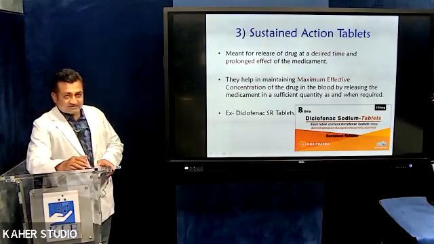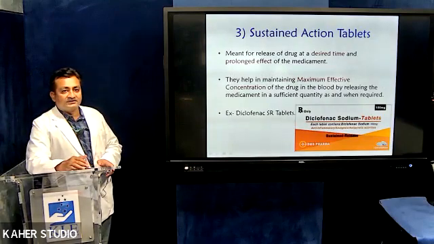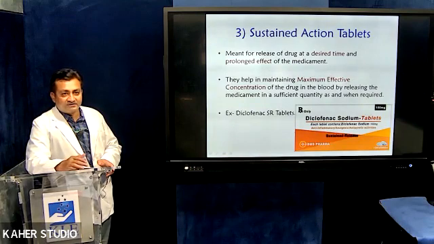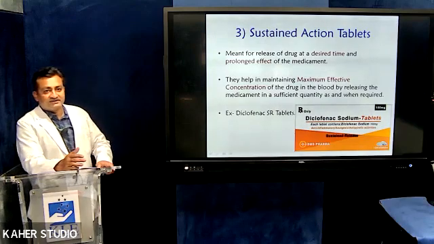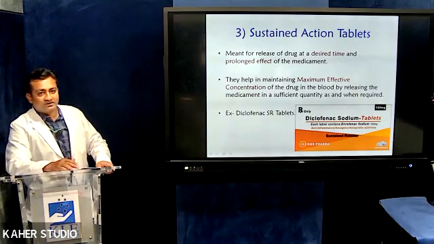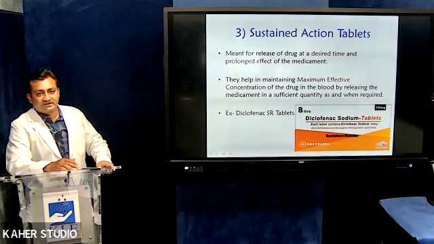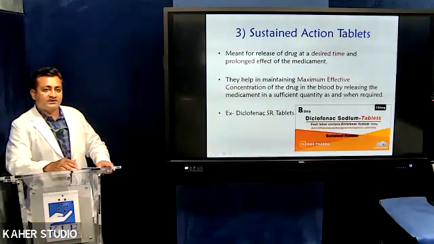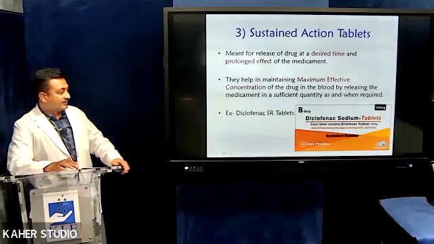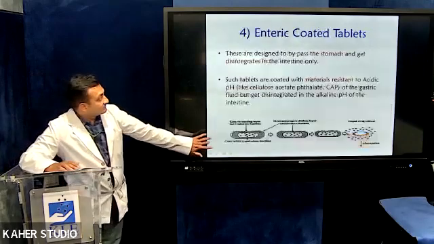So third one is sustained action tablets, meant for release of drug at a desired time and prolonged effect of the medicaments. Actually, they help in maintaining the maximum effective concentration of drug in the body by releasing the medicament in a suitable quantity as and when required. So example of this tablet is diclofenac SR tablet, sustained release tablet.